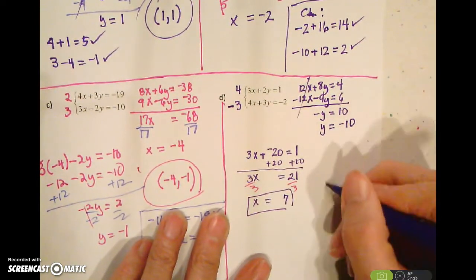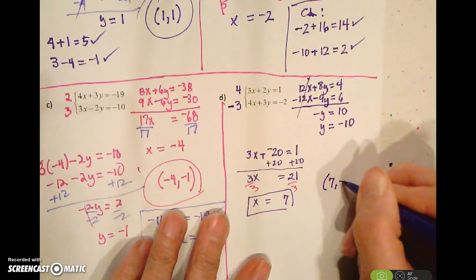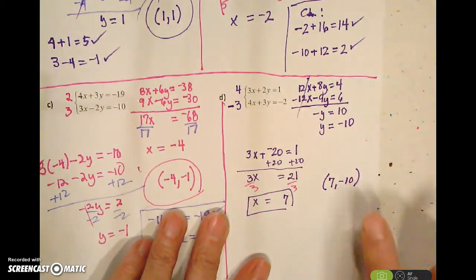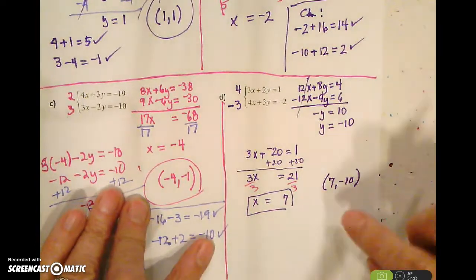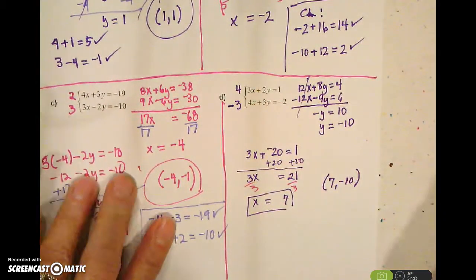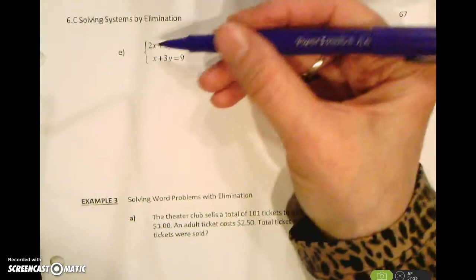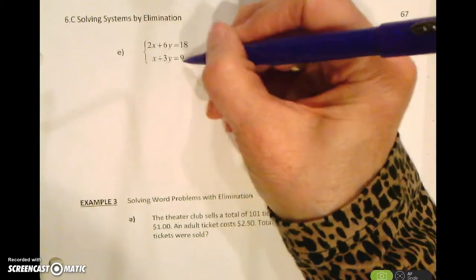So we're going to have the ordered pair 7, negative 10. And we should check it, but I'm not going to at this minute. Remember, check back into the original. So for example, E, this time a little bit easier.